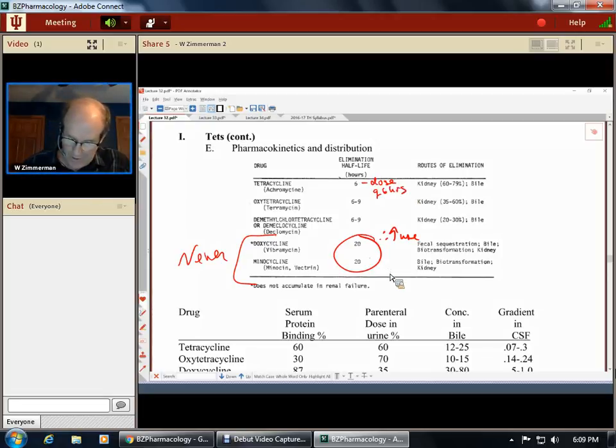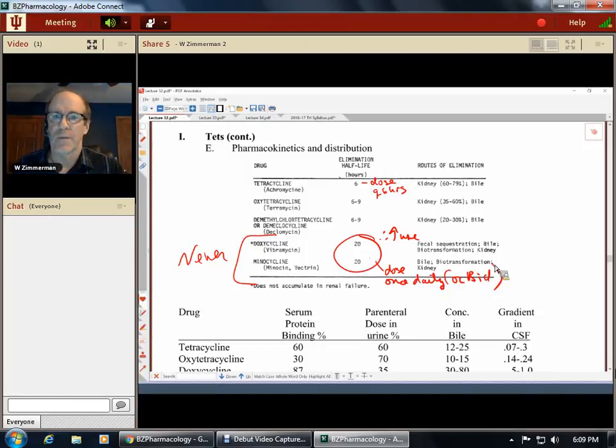With these you can dose once daily, or BID. Quite often you can get away with just once daily, so that makes a huge difference. And excretion, instead of in the kidney, some of it goes through the kidney, but some of it goes into the stool, some in the bile, some of it's biotransformed, kind of a hodgepodge of things for, again, doxycycline is the big star here.